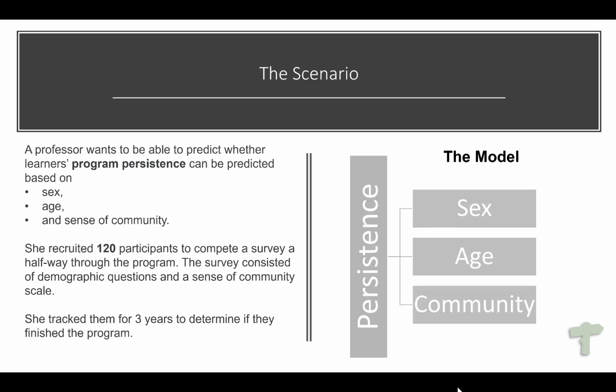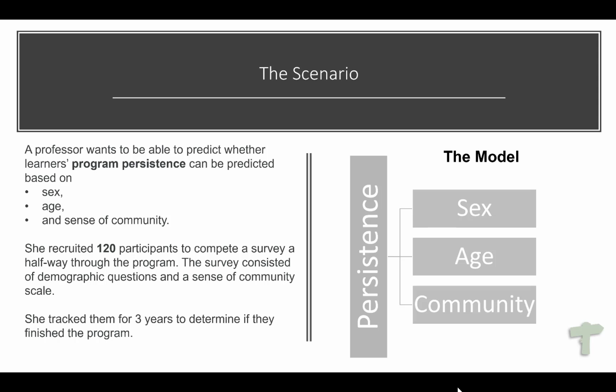There's a professor who wants to be able to predict whether or not the learners in her program are persisting. And she's done a literature review and decided that she wants to know if learners persist based on three variables: sex, male or female, their age in number of years, and their sense of community skill midway through the program. So she recruits 120 participants or learners in the program to complete a survey halfway through.